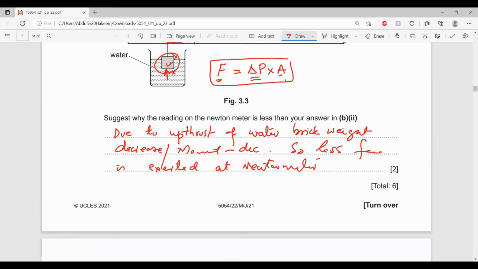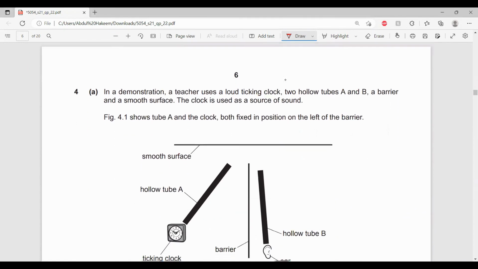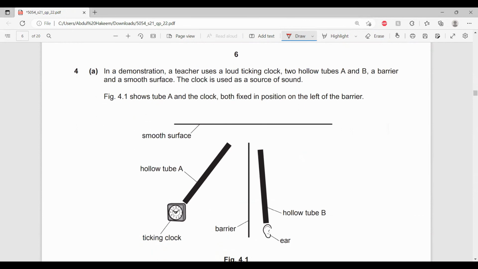Next, look at question number 4. This is about light. In a demonstration, a teacher uses a loud ticking clock, two hollow tubes A and B, a barrier and a smooth surface. The clock is used as a source of sound.